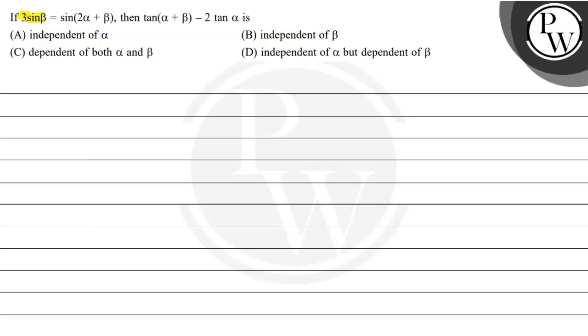If 3 times sine beta is equal to sine of 2 alpha plus beta, then tan of alpha plus beta minus twice of tan alpha is: Option A, independent of alpha. Option B is independent of beta. Option C is independent of both alpha and beta. And option D is independent of alpha but dependent on beta.